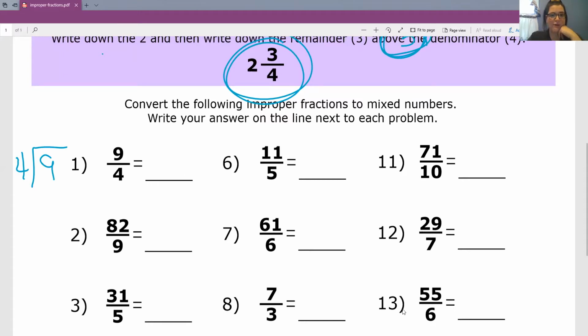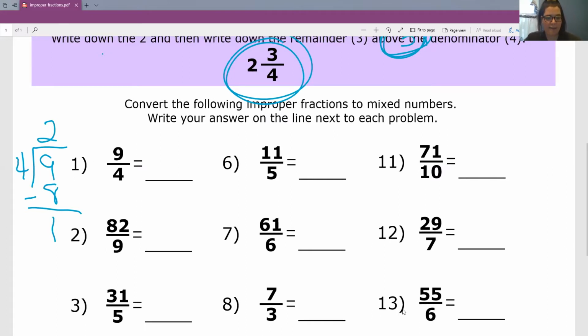So let's think about our 4s. How many times can 4 go into 9? Well, 4 times 1 was 4. 4 times 2 is 8. 4 times 3 is 12. So 3 would be too much. So it'd be 4 times 2. So we put our 2 at the top. 4 times 2 is 8. And then we subtract. 9 minus 8 is 1.